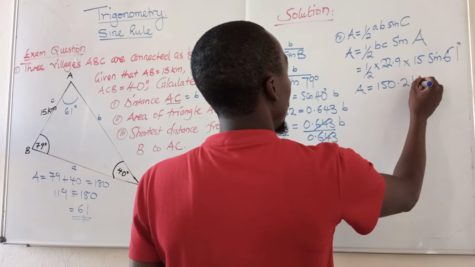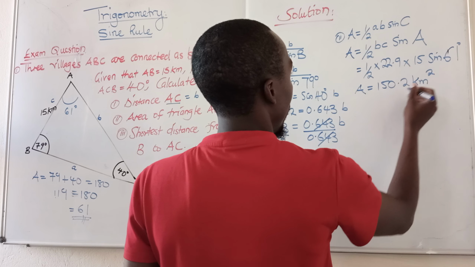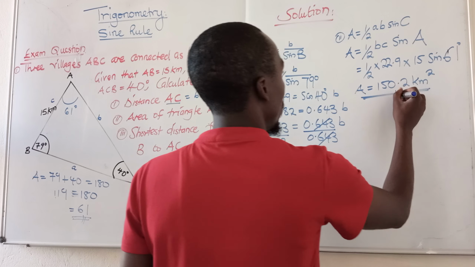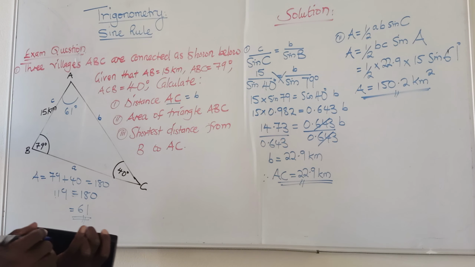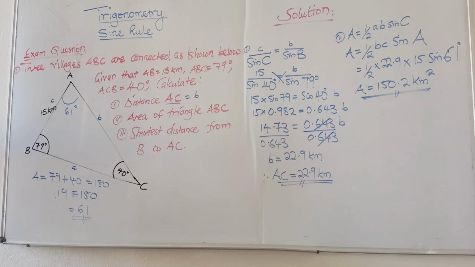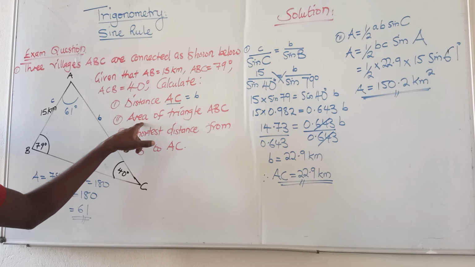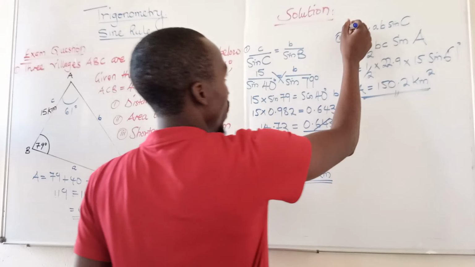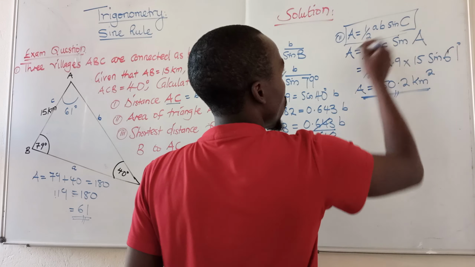So therefore our area will be equal to 150.2 kilometers squared. Area is always, you always put what? Squared. So we have found the area. So this is the formula that we use to find the area. Just have to master this formula.